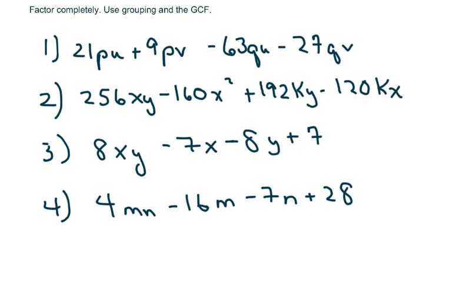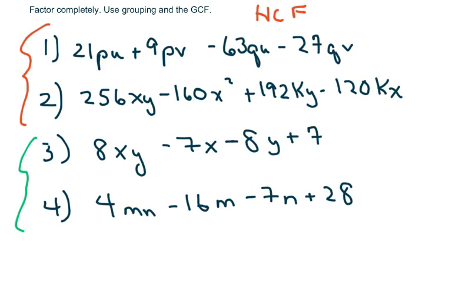We're going to factor these completely. We're going to factor by grouping, and we're also using the greatest common factor. If you're in IB, it's called the highest common factor. The first two are kind of the harder ones. The second two are not so hard. So let's get started.